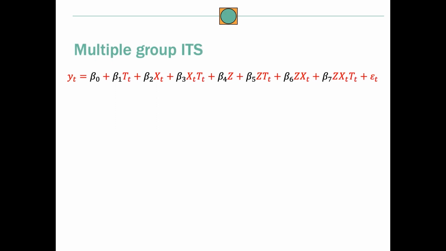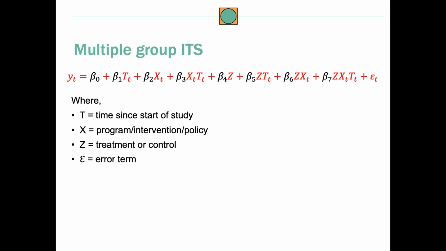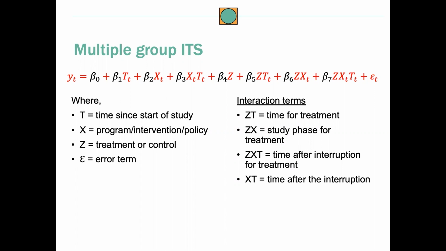Taking a closer look at the regression equation. In our equation, our Y is our aggregated outcome measured at each time point. Our T is a time since the start of the intervention or interruption or policy. Our X is a dummy variable representing the intervention period. So pre-intervention periods are 0, post-intervention periods are 1. Our Z is a dummy variable denoting the cohort assignment, where treatment is 1 and control is 0. Our epsilon is the error term. And we have 4 interaction terms, ZT, ZX, ZXT, and XT. And we'll go over these interaction terms in more detail in a couple of slides down.